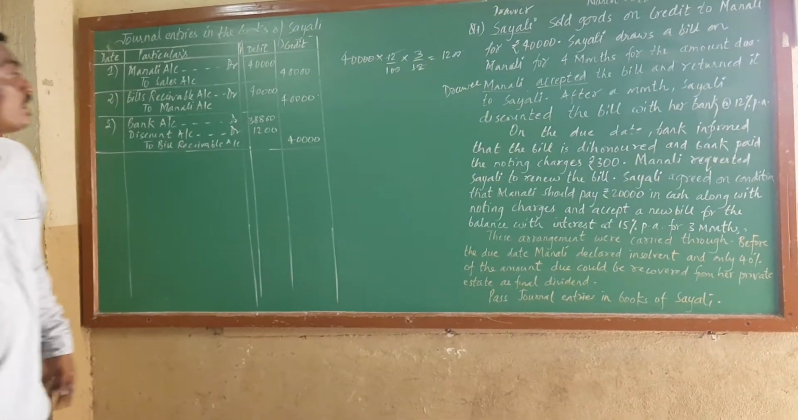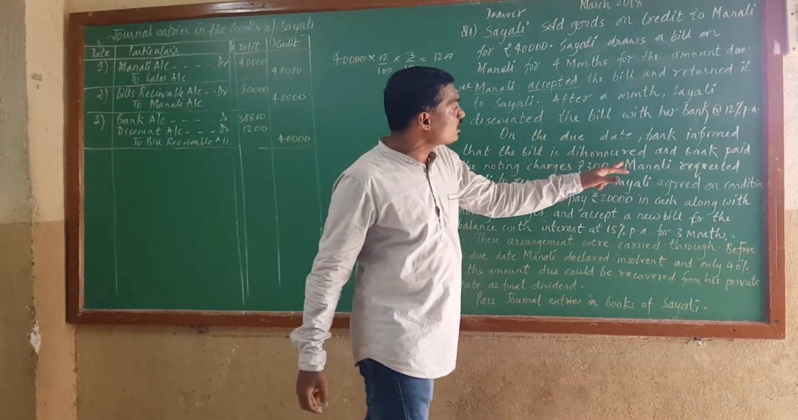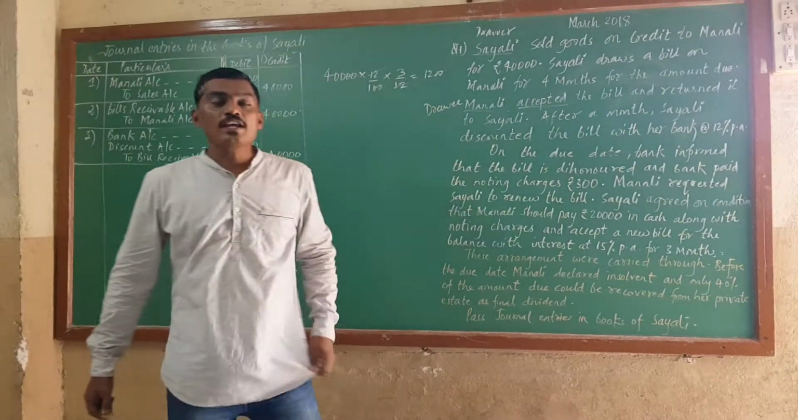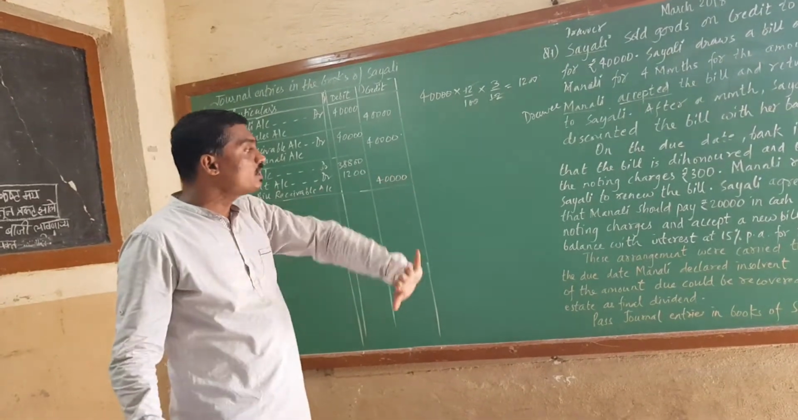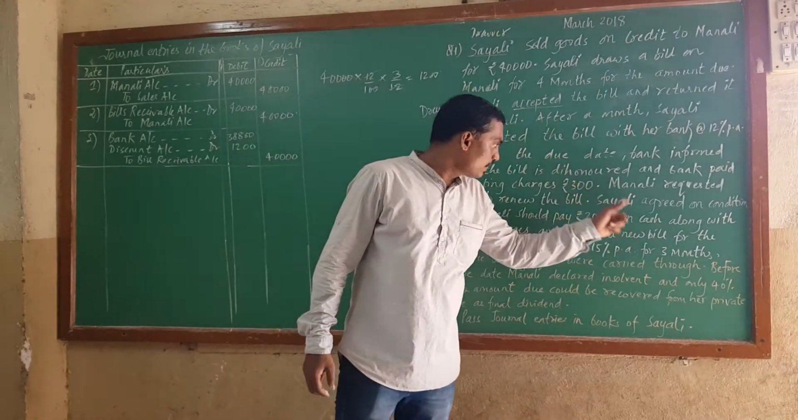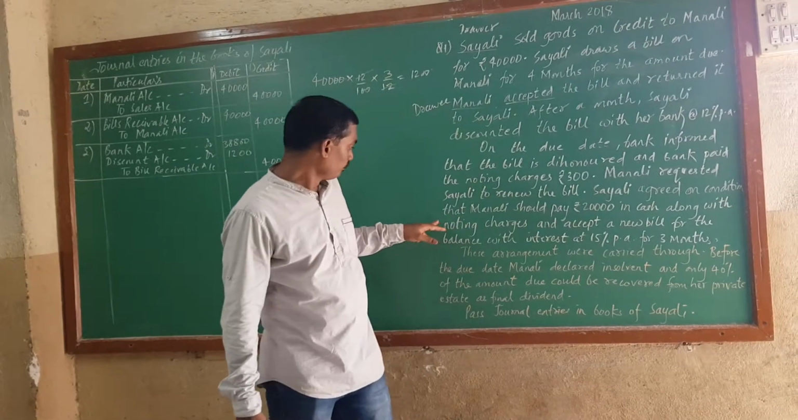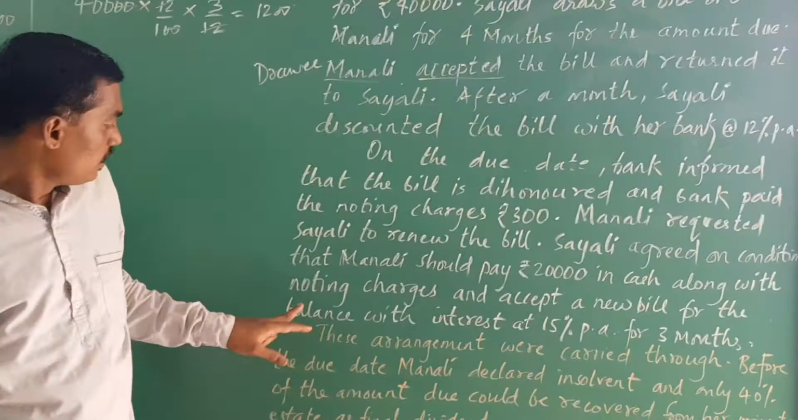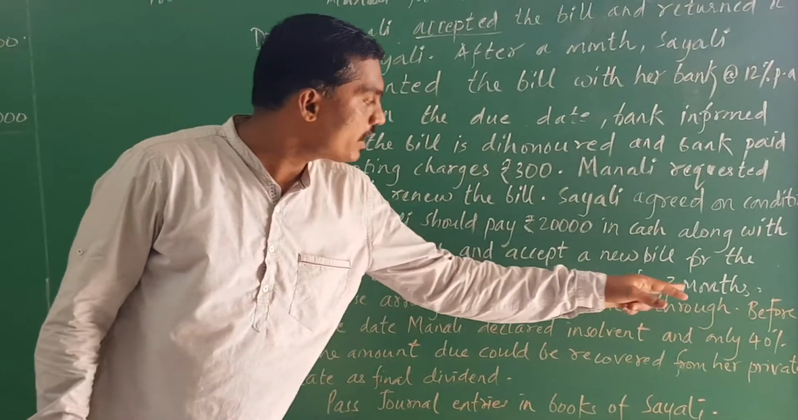So we can see that on the due date, bank informed that the bill is dishonored, and bank paid the noting charges, rupees 300. Now bank is informing that the bill is dishonored, and 300 rupees is the noting charges. Okay, so now here again Manali requested Saili to renew the bill. Saili agreed on the condition that Manali should pay rupees 20,000 in cash along with noting charges and accept the new bill for balance with interest at 15% per annum for 3 months.